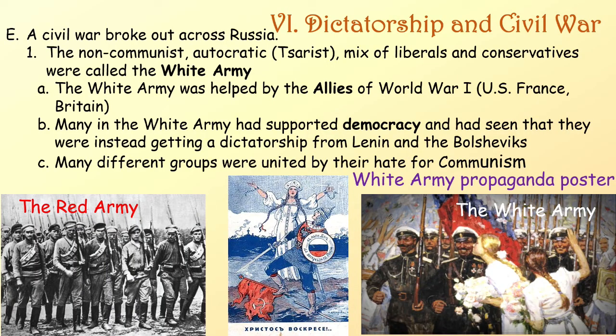A civil war broke out across Russia. The non-communist, autocratic, czarist mix of liberals and conservatives were called the White Army. The White Army was helped by the allies of World War I, the U.S., France, and Britain. Many in the White Army had supported democracy and had seen that they were instead getting a dictatorship from Lenin and the Bolsheviks. Many different groups were united by their hate for communism.